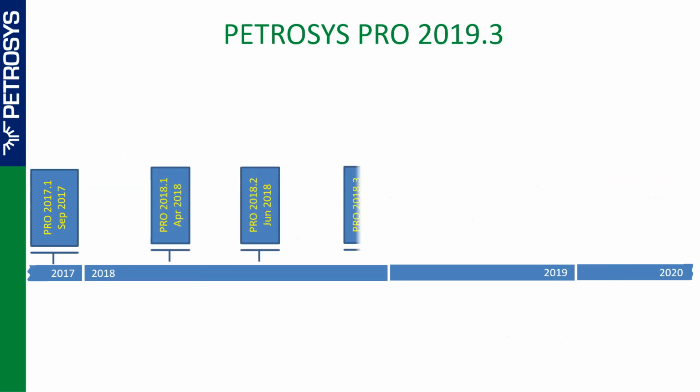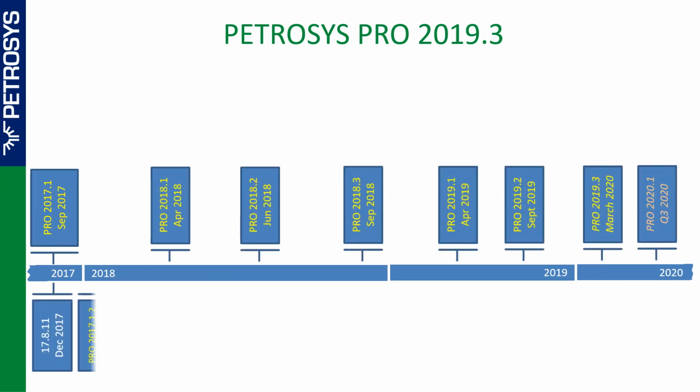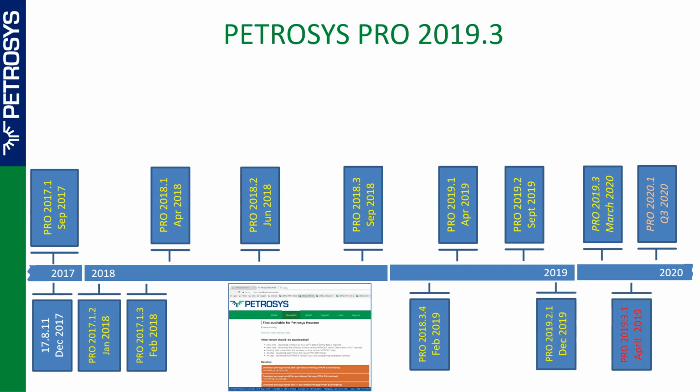Just a quick graphic showing the timeline of releases that we have developed over the last couple of years. As you have seen, we try to put out meaningful releases as frequently as possible. In the top section of the graphic you have major releases, and in the bottom section the minor releases. Currently we are in Petrosys PRO 2019.3, which was released in March of this year, and we are releasing today a minor release, which is mainly fixing some issues that we detected in the main release.